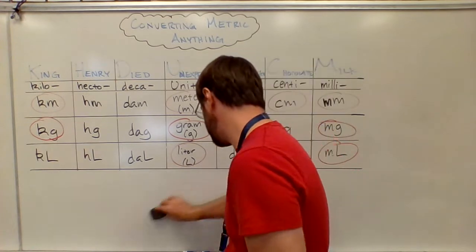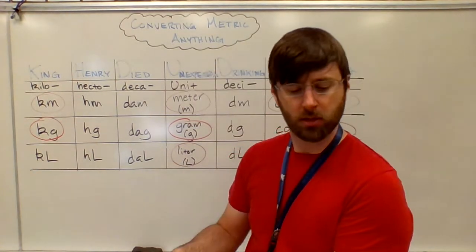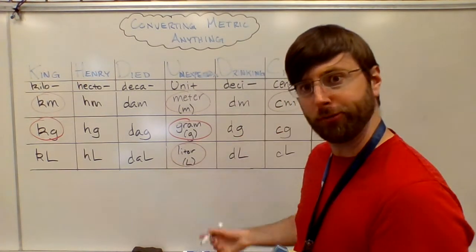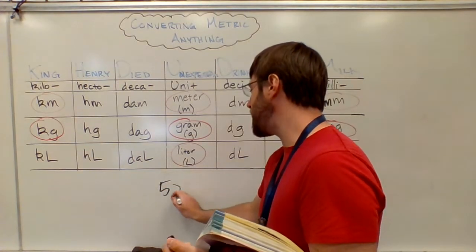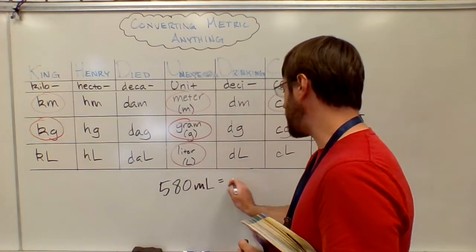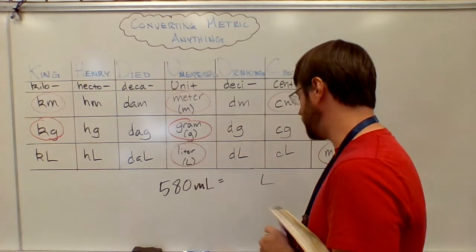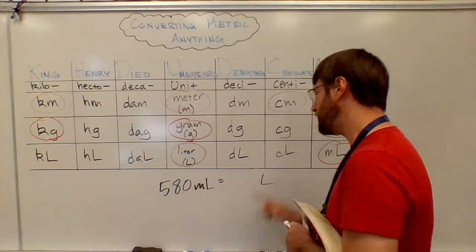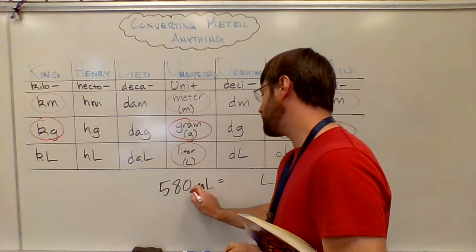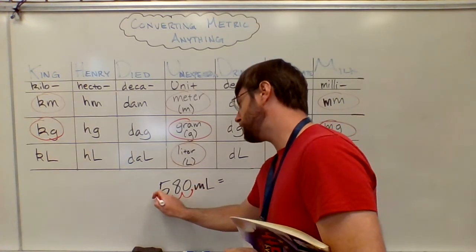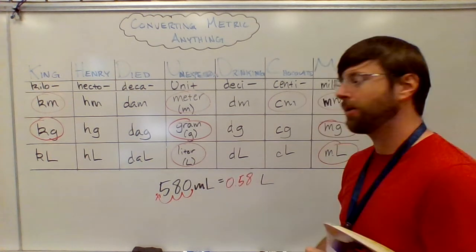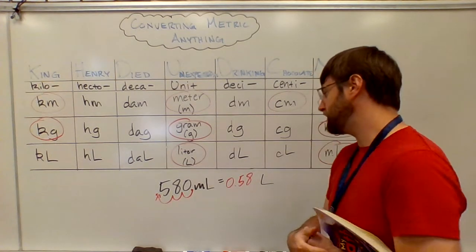Example numero dos says a container of orange juice holds 580 milliliters. How many liters is 580 milliliters? So we've got 580 milliliters, and we're trying to convert that to liters. If I'm starting at milliliters and I'm going 1, 2, 3 times to get to the base unit of liters, going 3 times to the left, I show where the decimal is here. I go 1, 2, 3 times to the left. So that's 0.58, or correctly pronounced 58 hundredths of a liter. 58 hundredths of a liter is the correct answer.